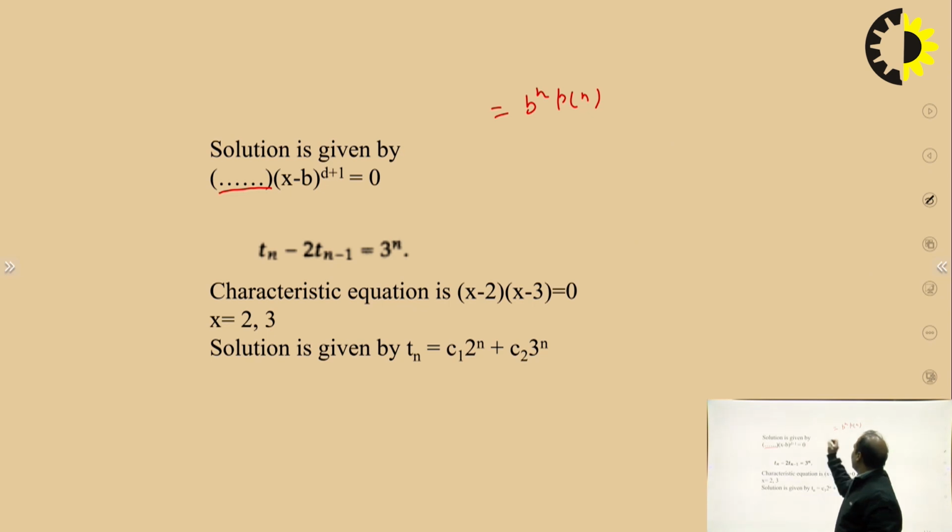The left-hand side you will solve by the same method, and the right-hand side will be (x minus b) to the power d plus 1 equal to 0, where P(n) is a polynomial of degree d.